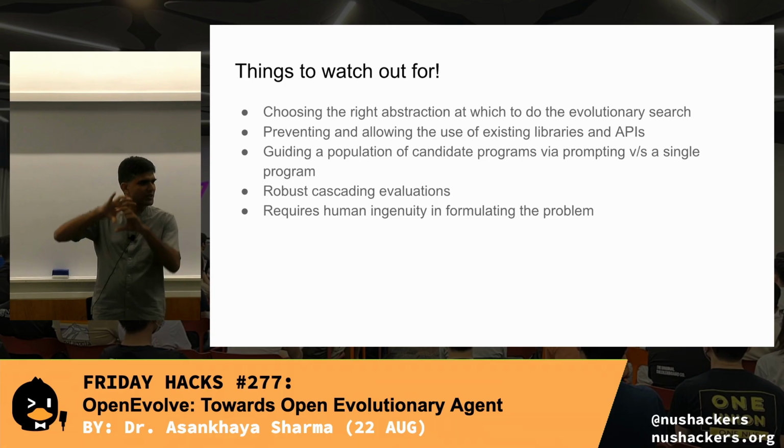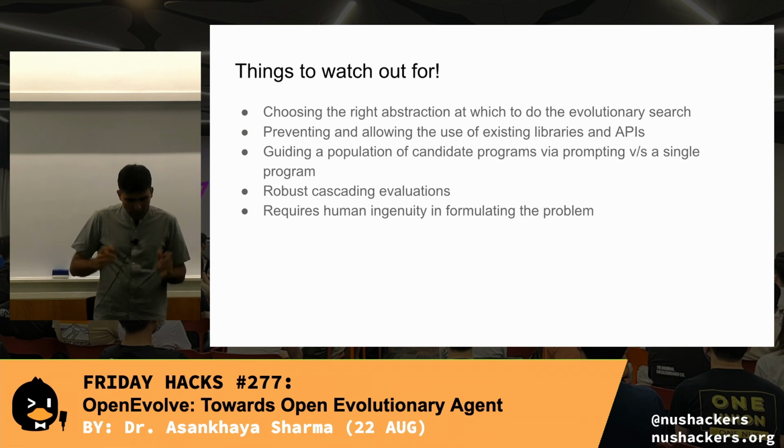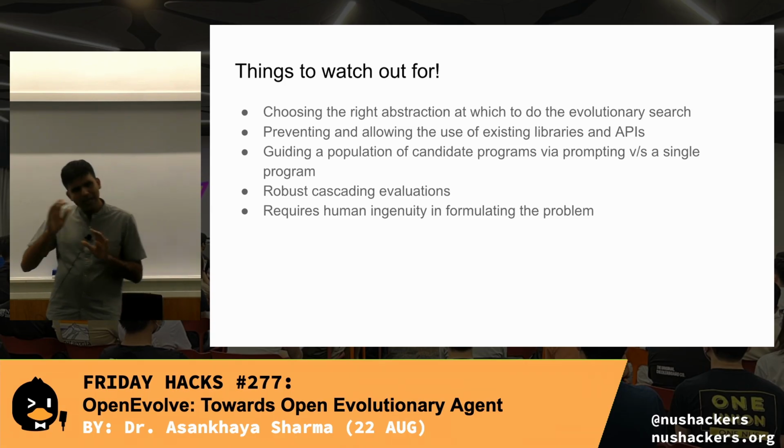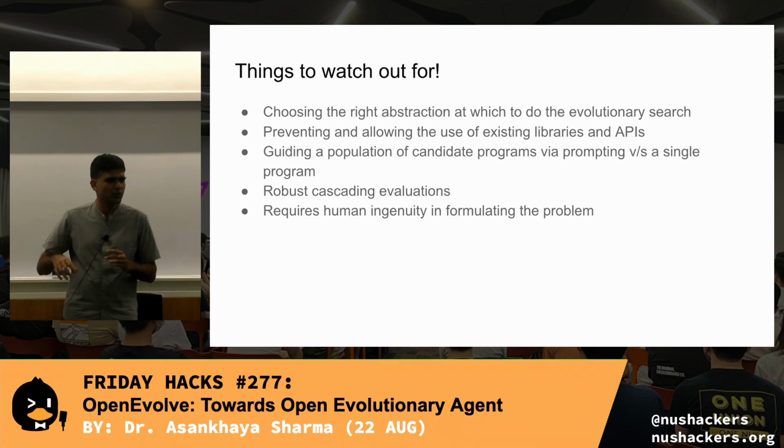The only thing you have is just a single big prompt. You cannot intervene in the middle, right? So somehow the big system prompt is guiding, instead of one program, a whole population of programs. So that's the part. You need to build robust cascading evals, which I think I covered a little bit. And finally, it applies to only certain kinds of problems. So it's not like a general purpose coding agent. It's not meant to be used for everything.